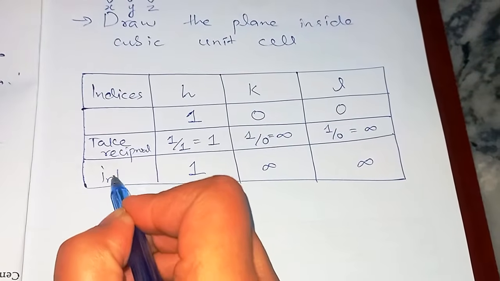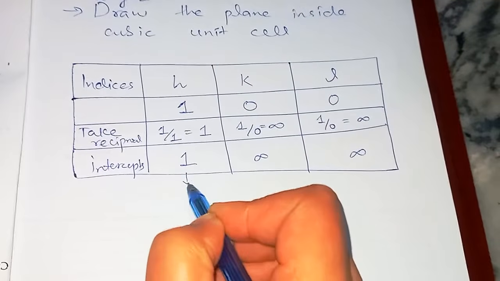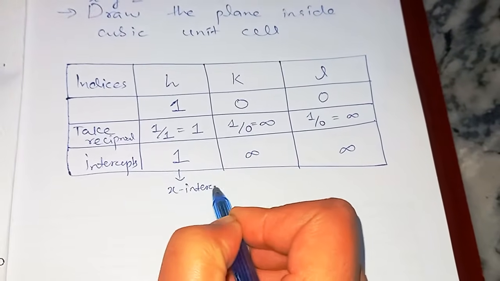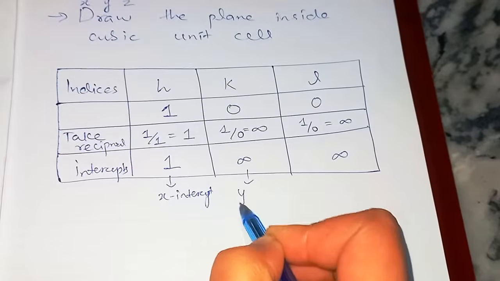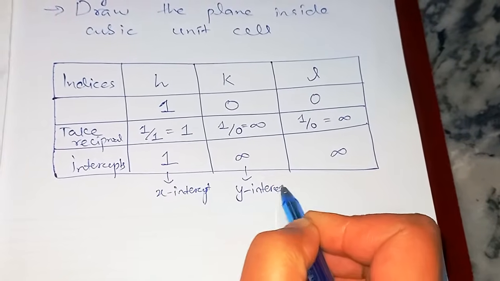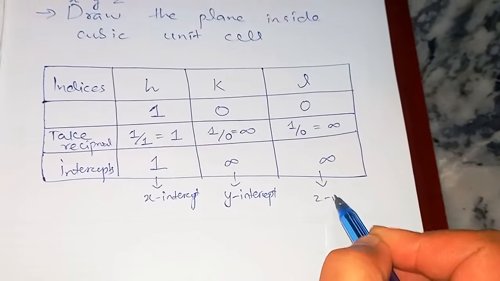So these are the intercepts. This is the x-intercept. This is the y-intercept. And this is the z-intercept.